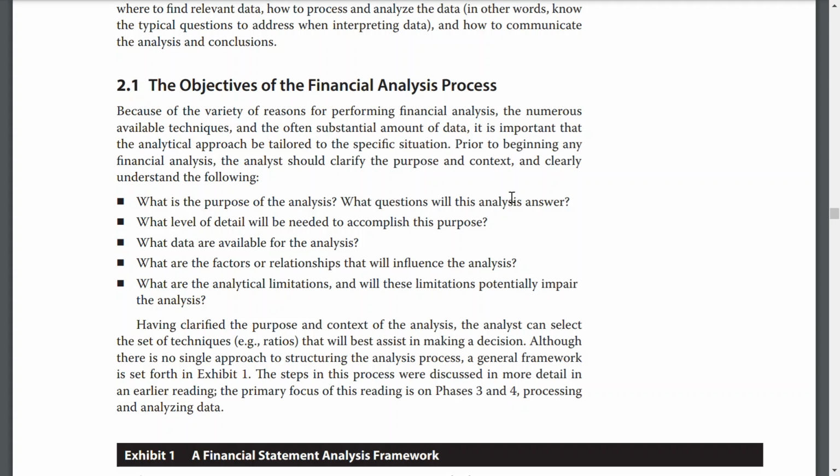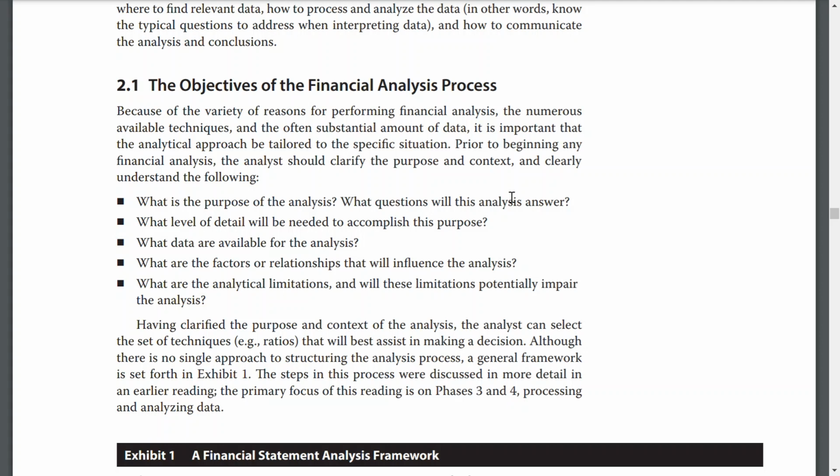What is the purpose of the analysis? What questions will the analyst answer? What level of detail will be needed to accomplish these purposes? What data are available for the analysis? What are the factors or relationships that will influence the analysis? What are the analytical limitations, and will these limitations potentially impair the analysis?